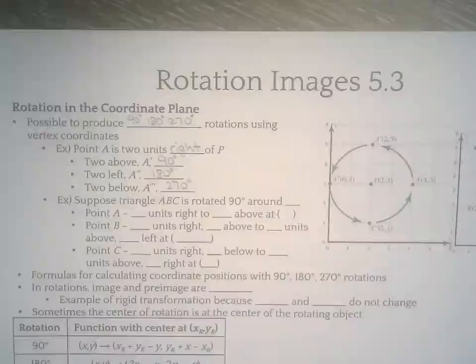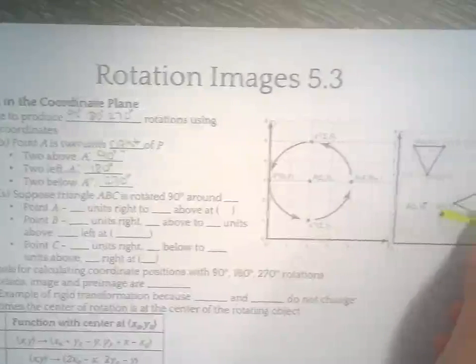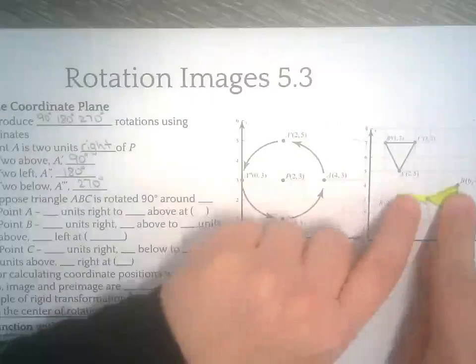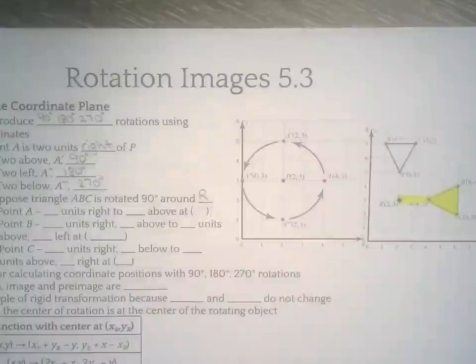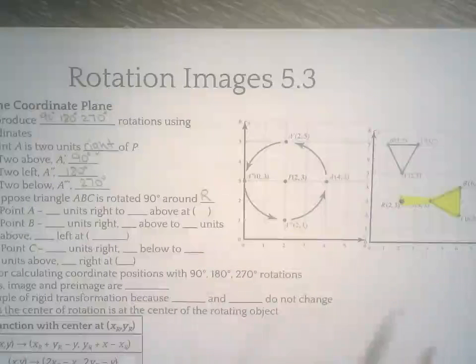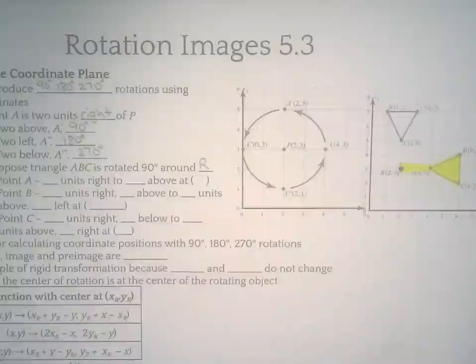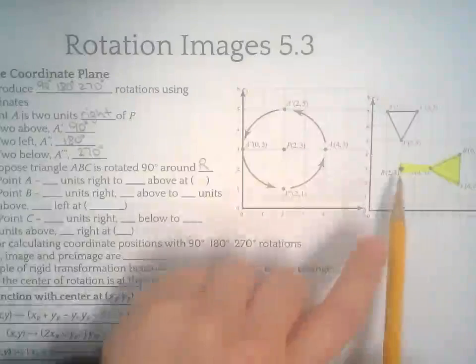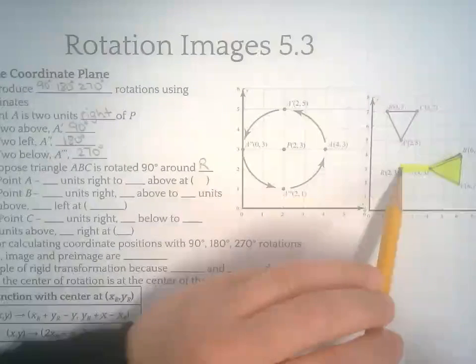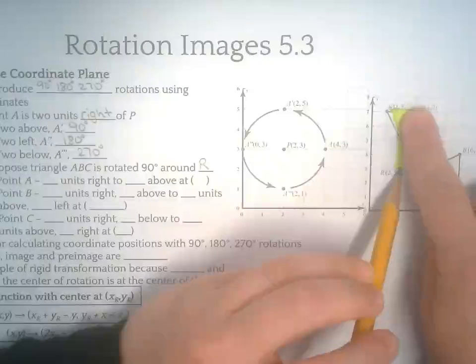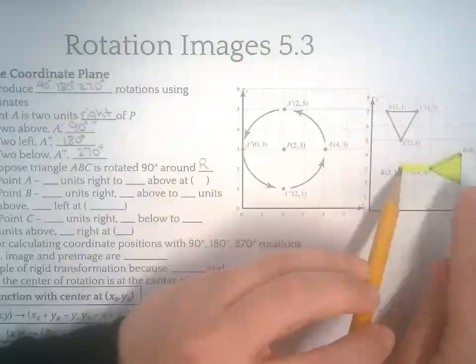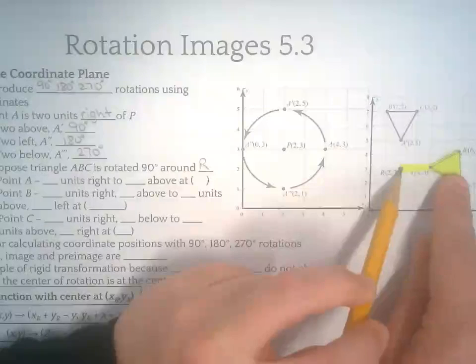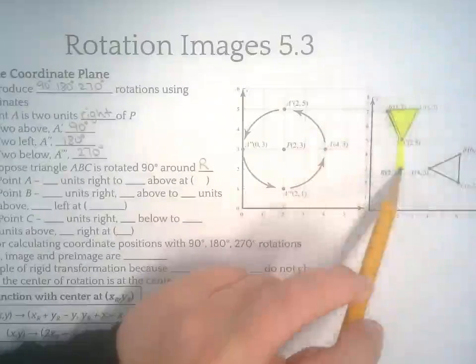Now, suppose triangle ABC is rotated 90 degrees around point R. Point R is the center of rotation. That is not the origin, but I'm just going to show you how it works. We're not going to spend a lot of time calculating this unless you're in honors. So point R is right there. When you go 90 degrees, that's where your triangle ends up. Your triangle is rotating 90 degrees around point R.